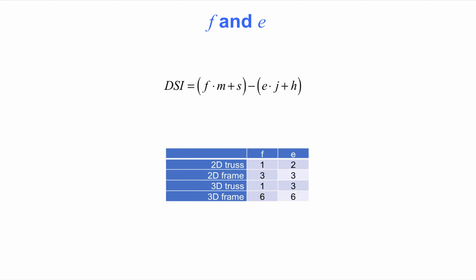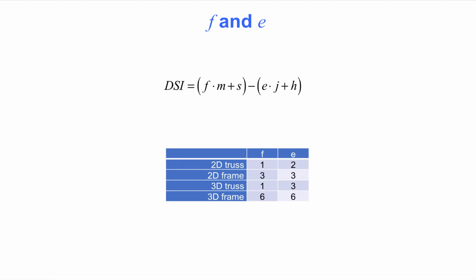Now let us look at the symbol E, which is the number of equilibrium equations per joint. For a two-dimensional truss structure, there are two equilibrium equations per joint, namely equilibrium in the horizontal direction and equilibrium in the vertical direction. The same number for a three-dimensional truss structure is 3, because there are now 3 directions along which we can consider equilibrium.